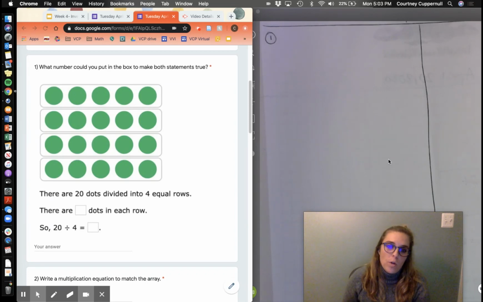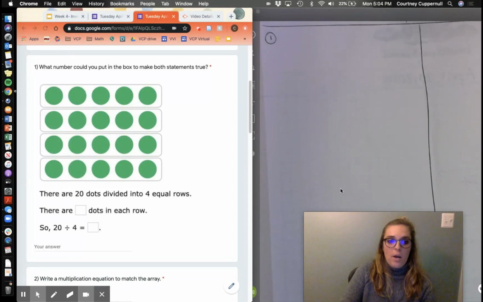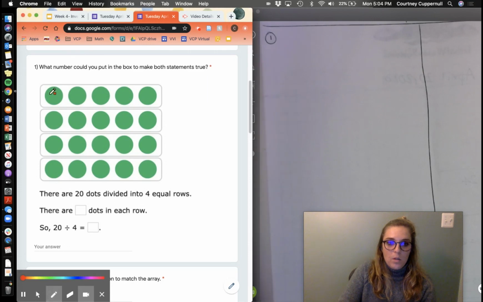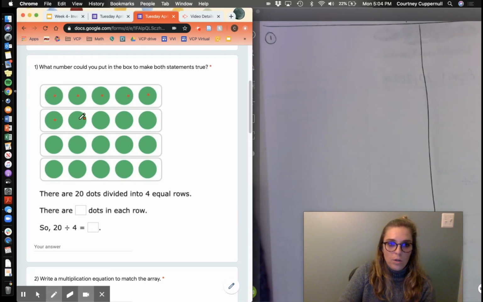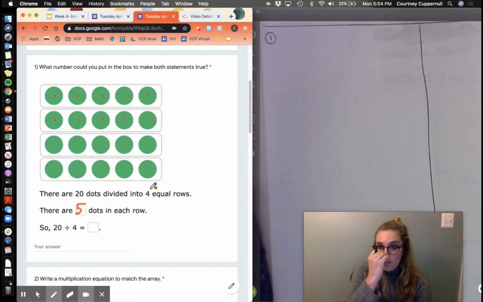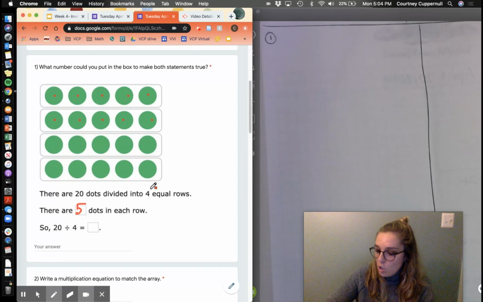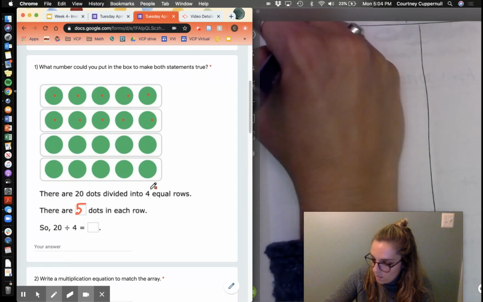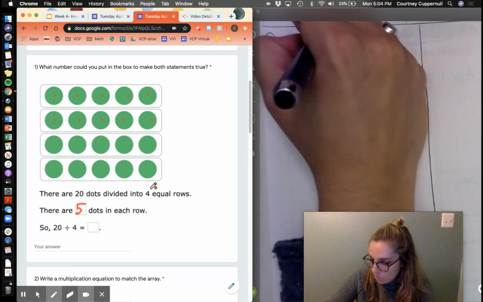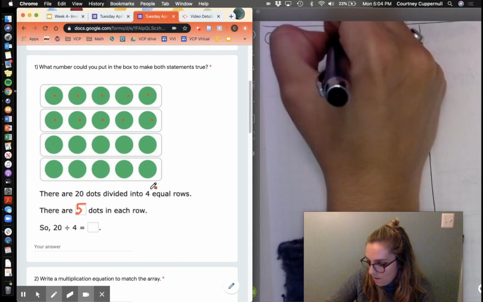So it says there are 20 dots divided into 4 equal rows. That means there are how many dots in each row? Let's count. 1, 2, 3, 4, 5. Double checking. 1, 2, 3, 4, 5. I can also just look. They're nice even rows. So that means I know that I could put a 5 in this box. There are 5 dots in each row. Now it tells me, so that means 20 split into 4 equal groups equals 5 in each group.